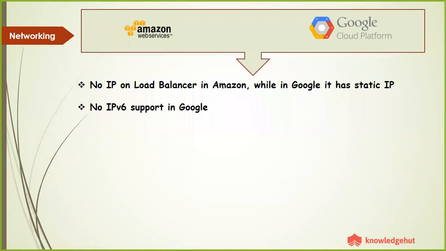And as of now, Google doesn't have any support for IP version 6. Amazon has really good support for IP version 6. Officially, Google says that they support the movement to adopt IPv6, but technically speaking, they are yet to support it.